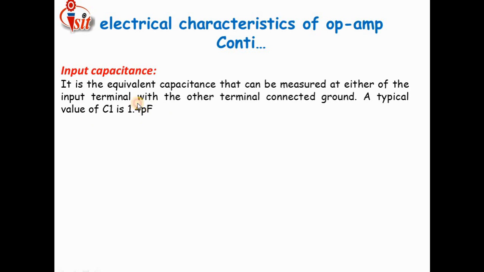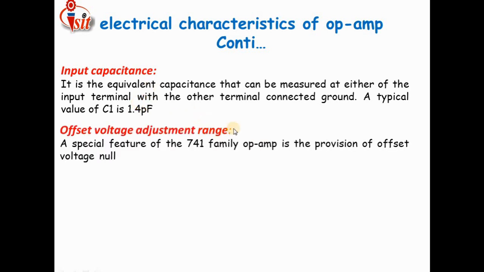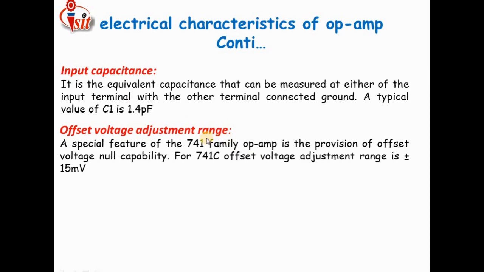Then the next electrical characteristic is offset voltage adjustment range. A special feature of the 741 family op amp is the provision of offset voltage null capability. For 741C, the offset voltage adjustment range is plus or minus 15 millivolt.